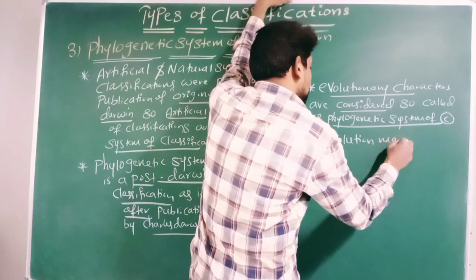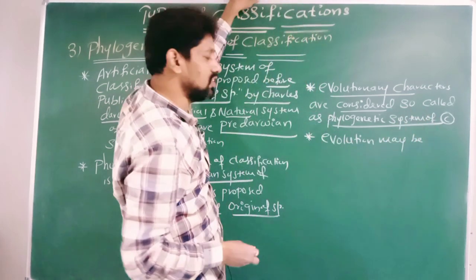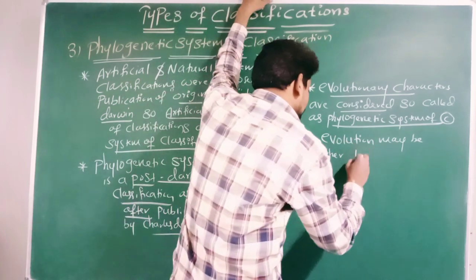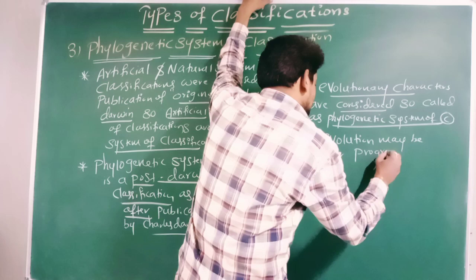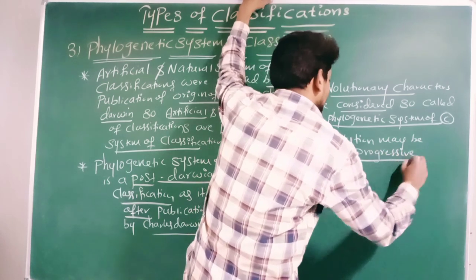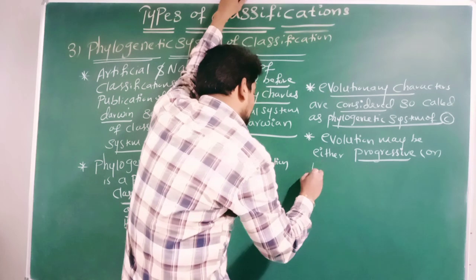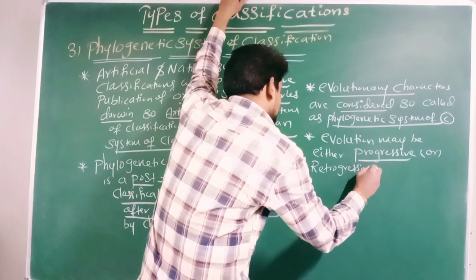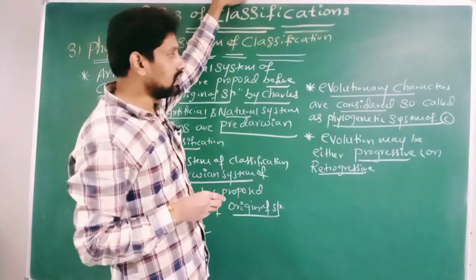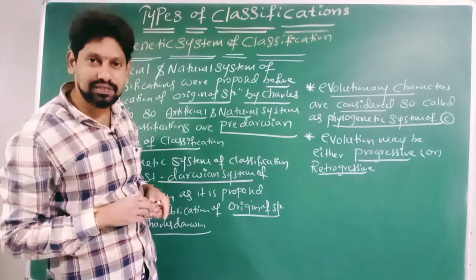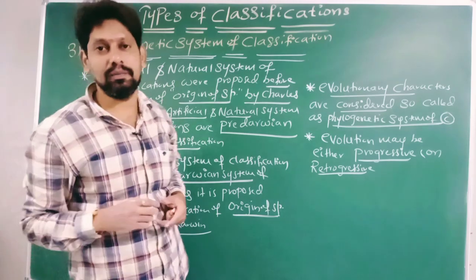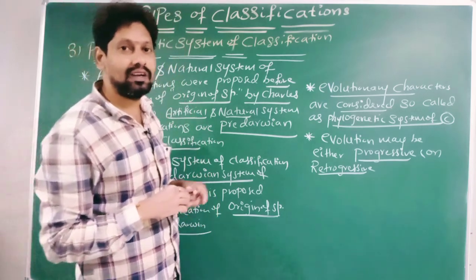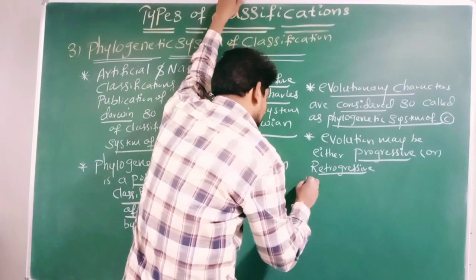Sir, evolution may be either progressive or retrogressive. Okay. Sir, in phylogenetic system of classification, which character is primitive and which character is advanced can be known. Therefore, primitive and advanced characters can be estimated.